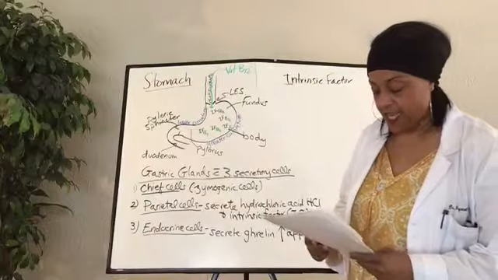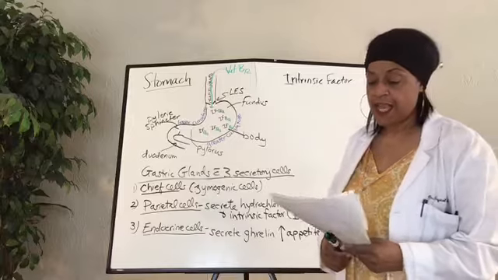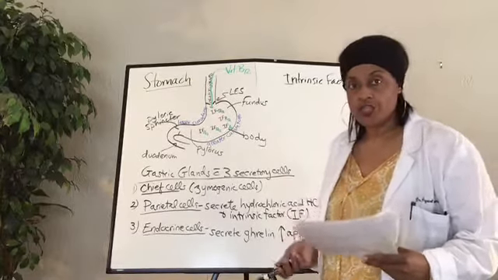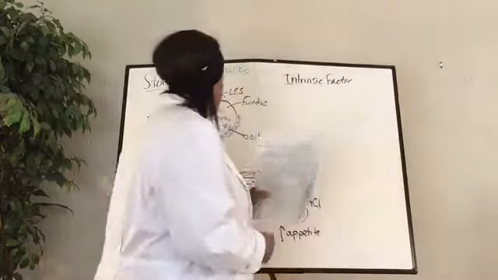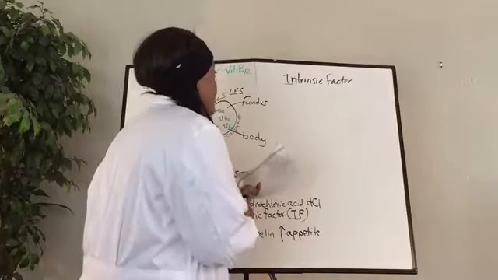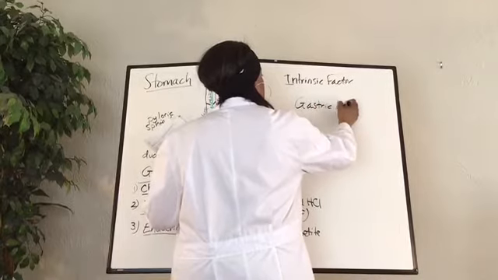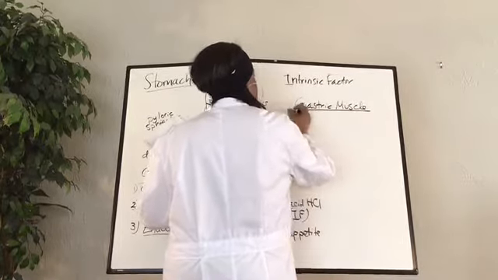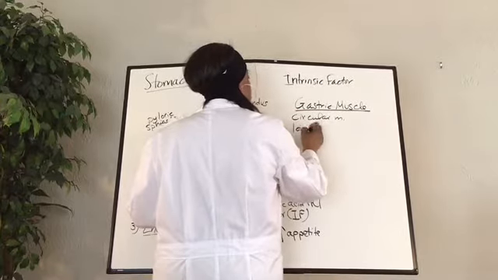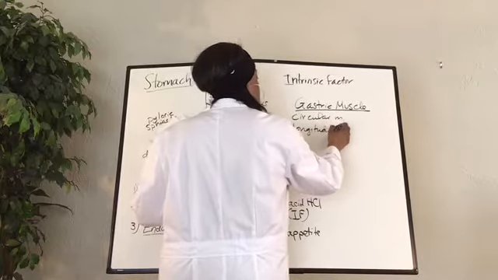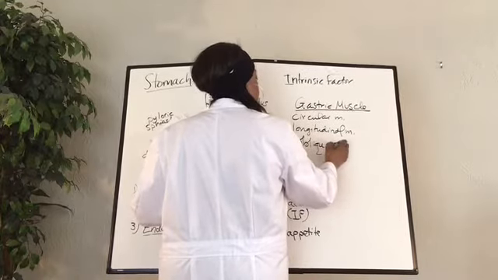So let's look at the gastric muscles. Let's go into the gastric muscles now. We know that there are 3 layers of gastric muscle: longitudinal muscle, circular muscle, and oblique. We could just put it here. Gastric muscle. We have circular muscle. Longitudinal muscle, and oblique muscle.